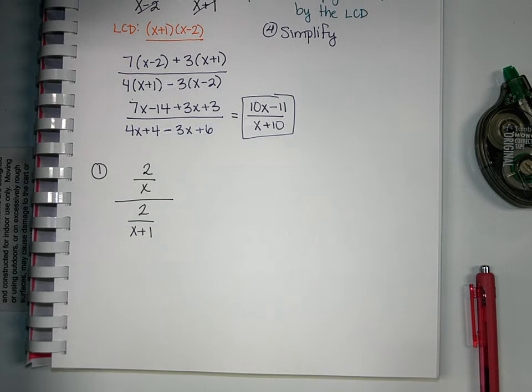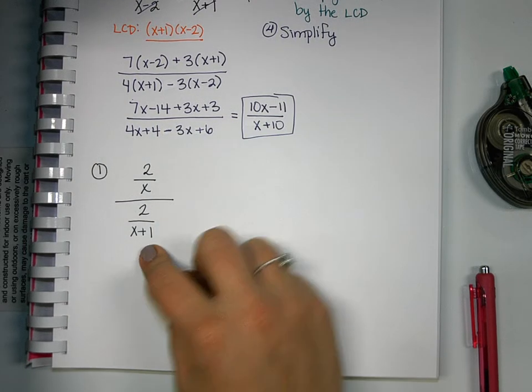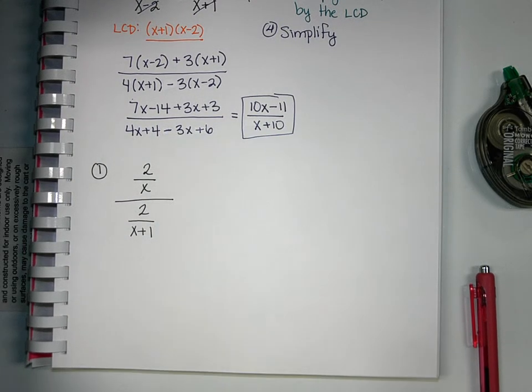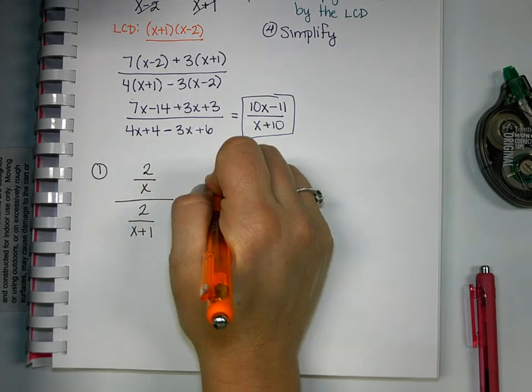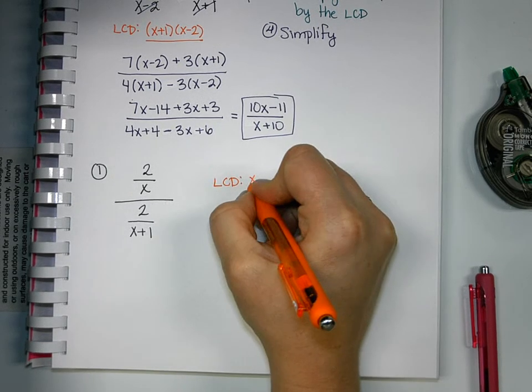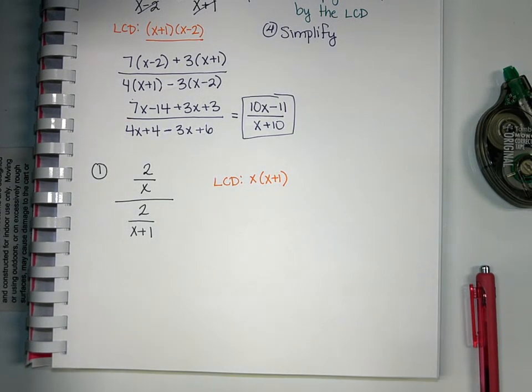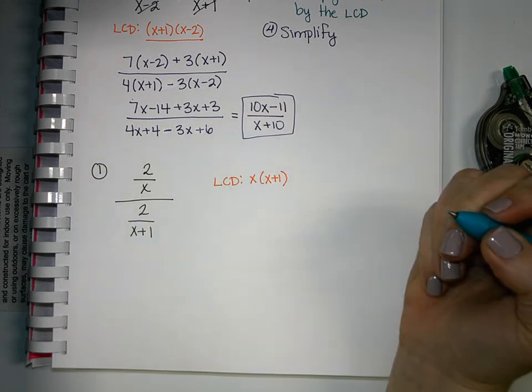So again, I'm going to factor my denominators first. Can't. There's nothing to factor. So x is already factored, x plus 1 is already factored. There's nothing to do more. Next, I'm going to find my LCD. So my LCD, I'll have an x and an x plus 1. Then I'm going to multiply each fraction by the LCD.